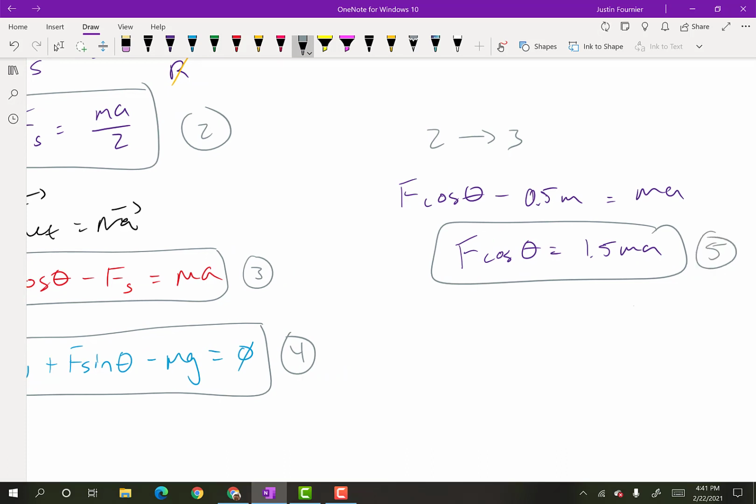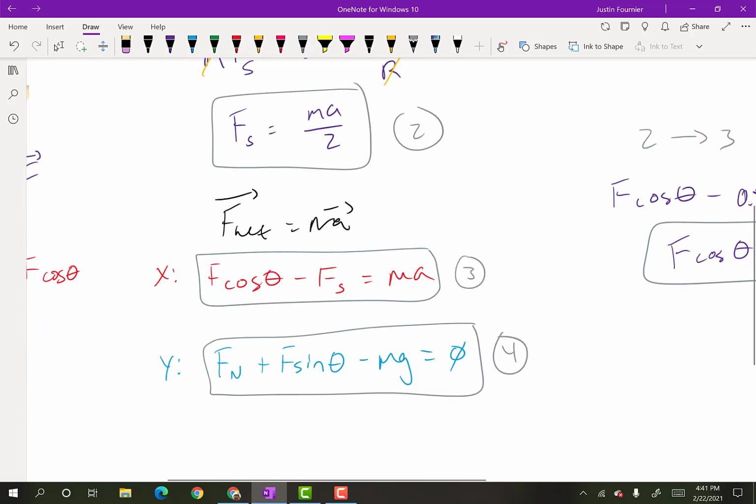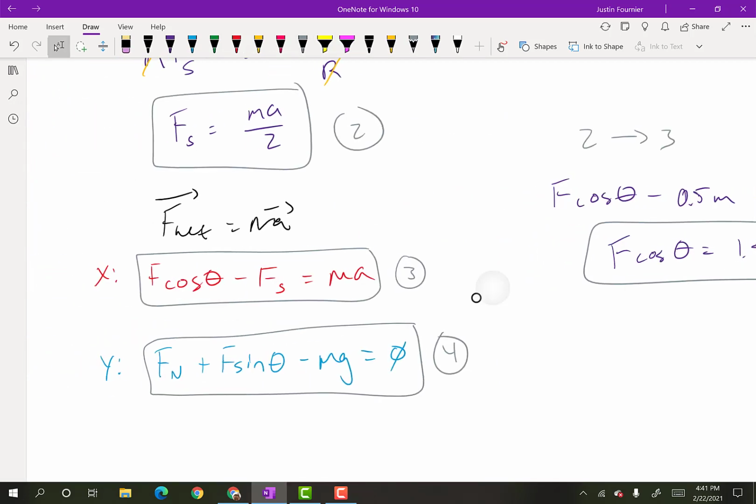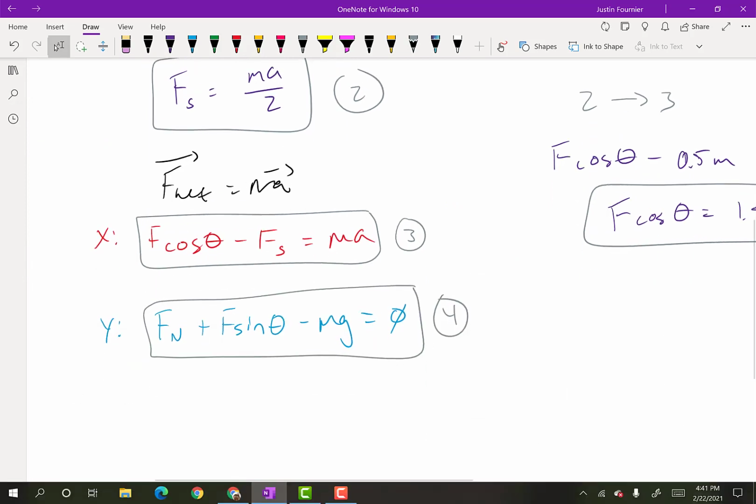So basically, if I can get the acceleration, I know m. If I can get the acceleration, I know theta. I know theta is 37 or something like that. If I can get the acceleration, I got this thing. So now I've got to get the acceleration in some way. Let's see what I can do here.